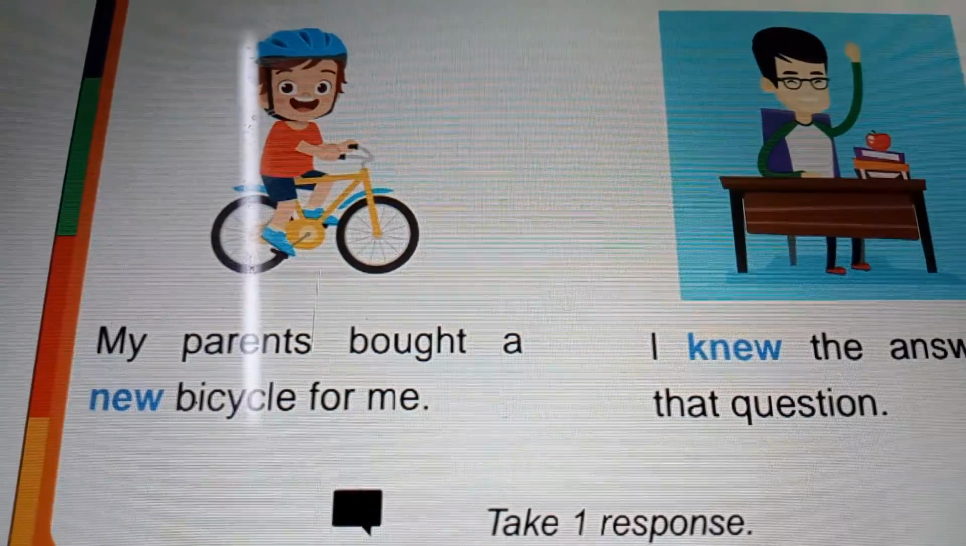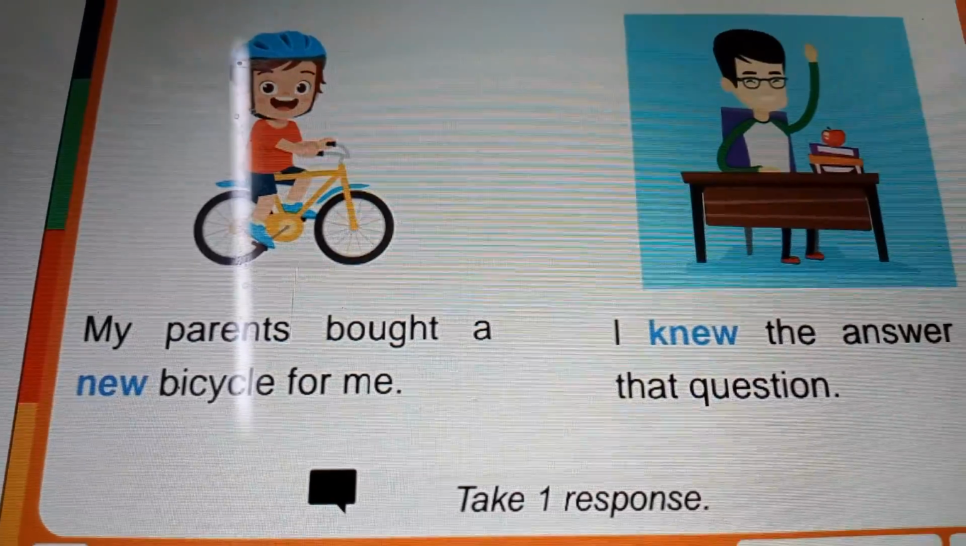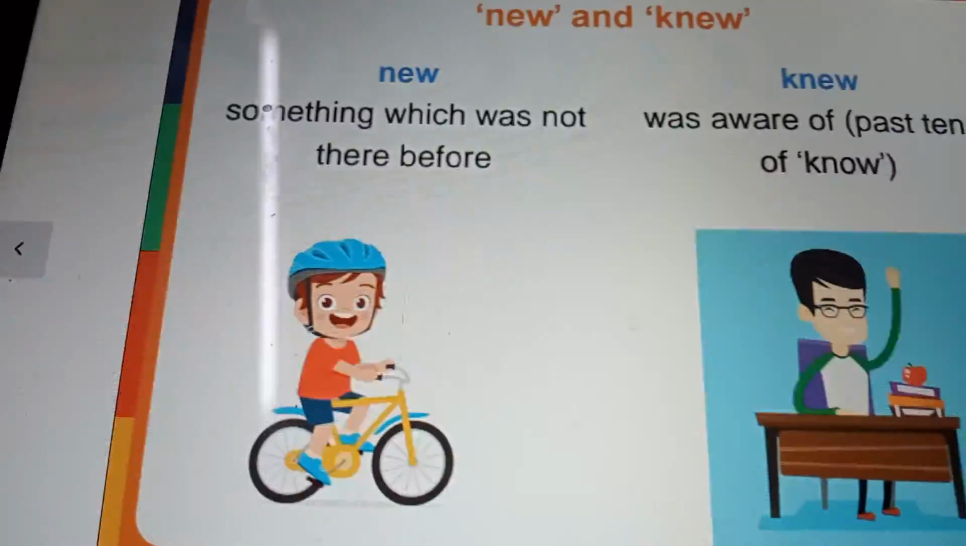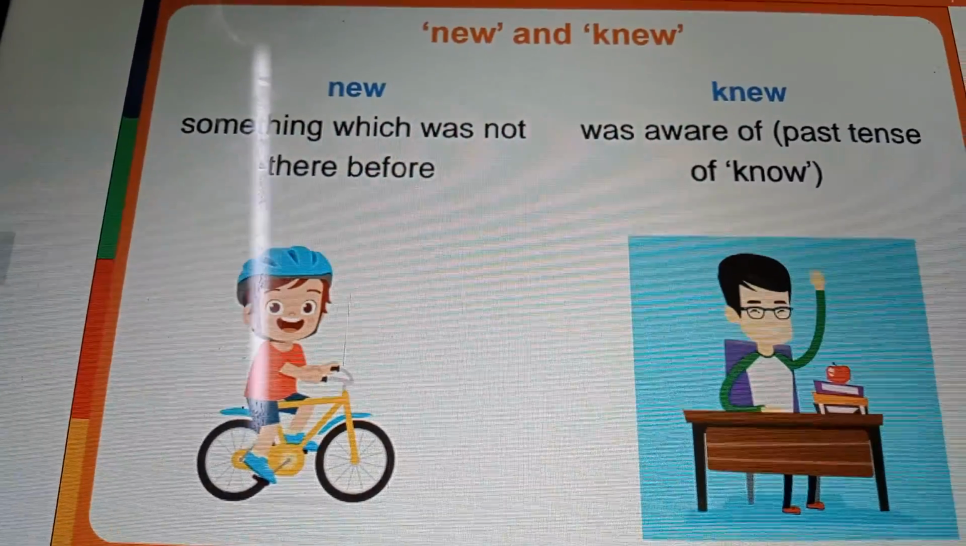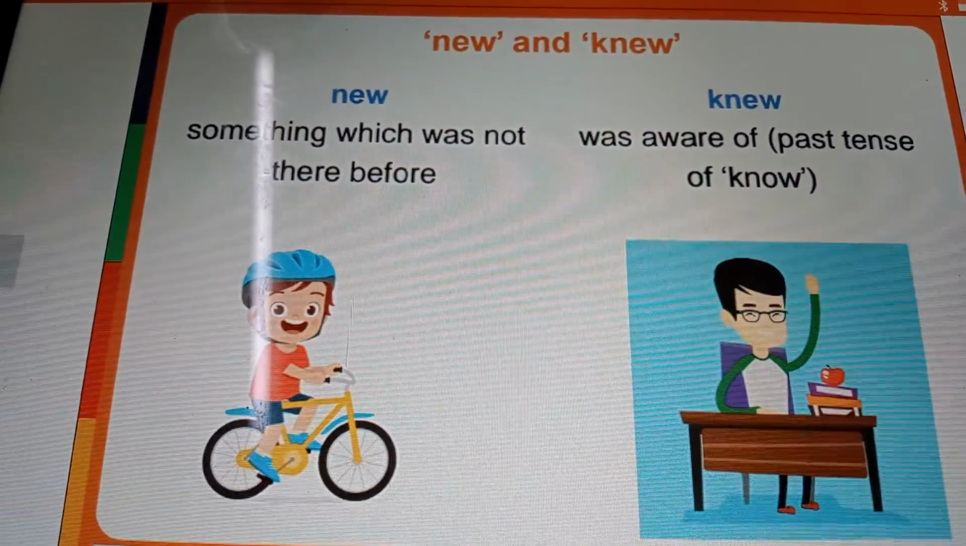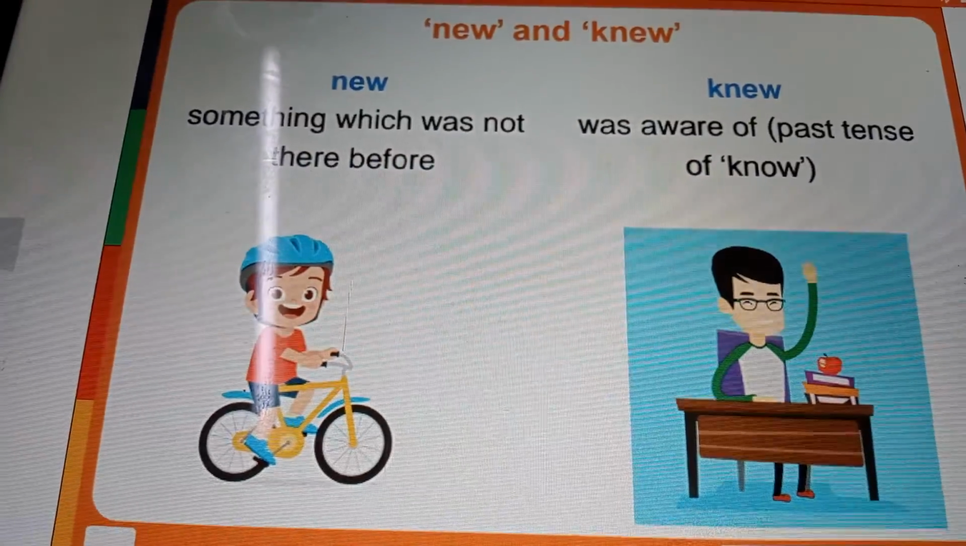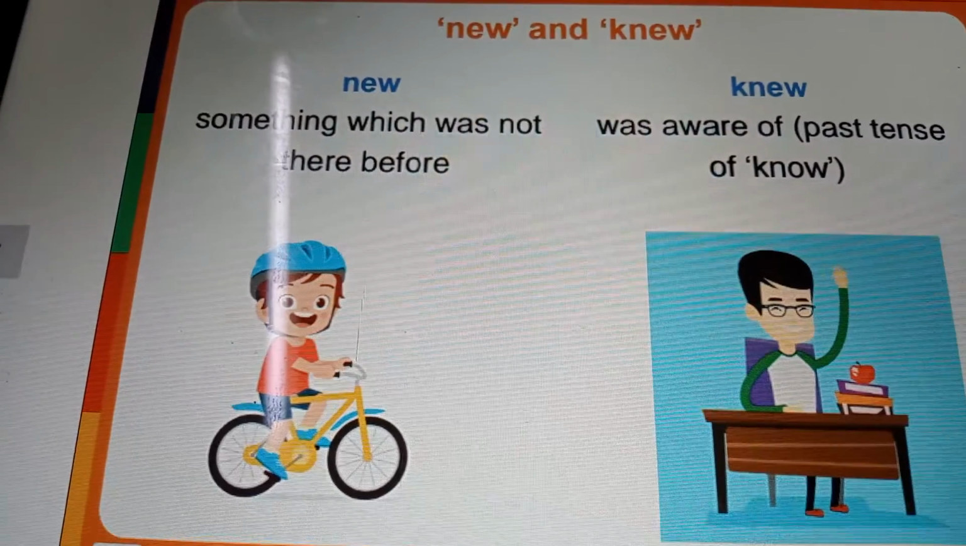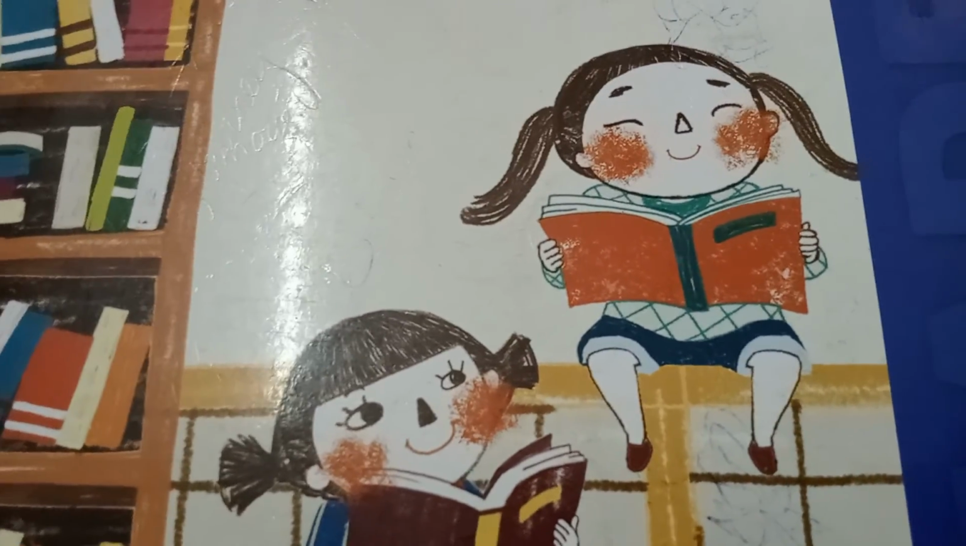Next, my parents bought a new bicycle for me. I knew the answer to that question. Here, new means something which was not there before. Knew means was aware of, past tense of know. Right? Great. So, are you clear about these homophones?